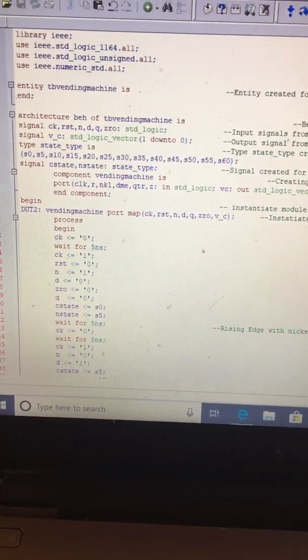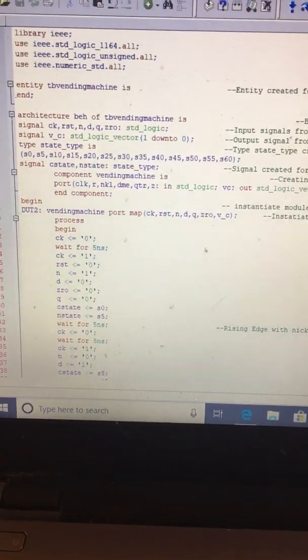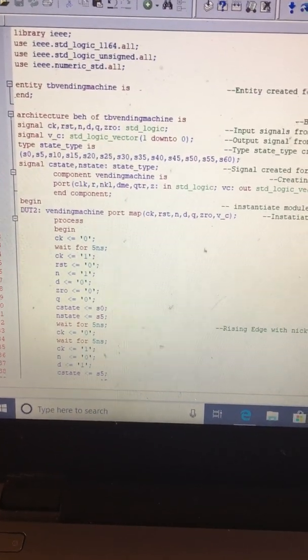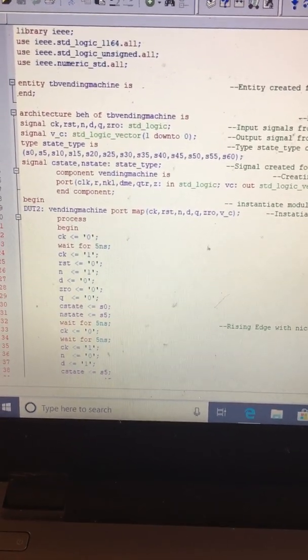This is ECN 423, Section 1. Homework 9, Problem 14.23. This is the test bench for the vending machine.